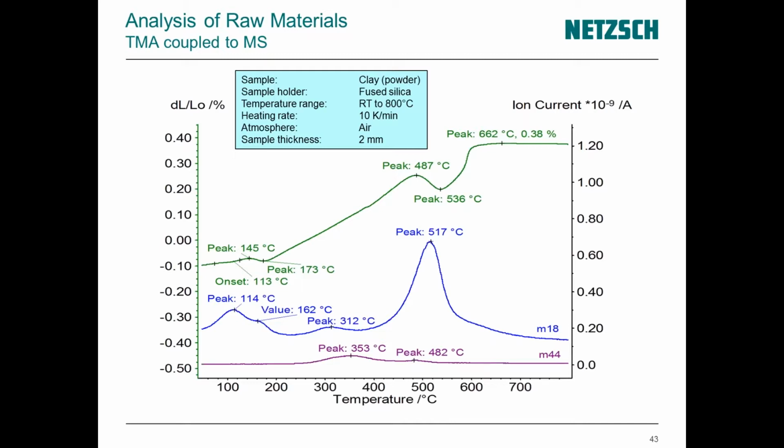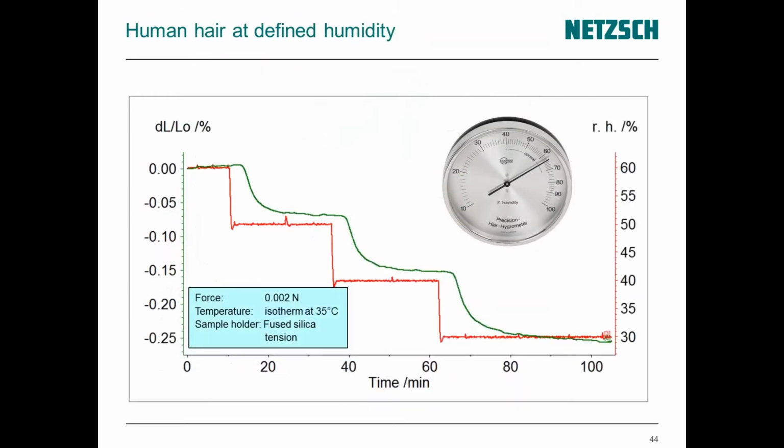As a next example, I show you the expansion of a human hair at defined humidity. So in red we have here the change in relative humidity, and in green we have the expansion of the human hair. And as you can see, the hair follows the changes in the relative humidity, and this is something which is also commercially available in a so-called hair hygrometer, but in this case it's not a human hair inside. In this case it's a hair from a horse tail.